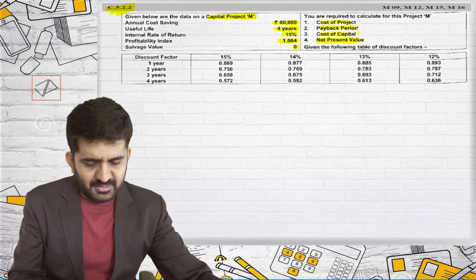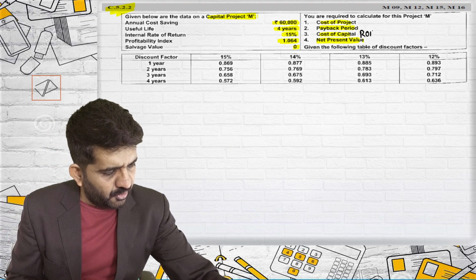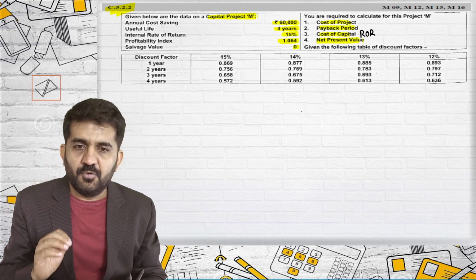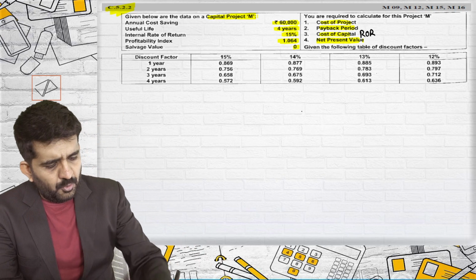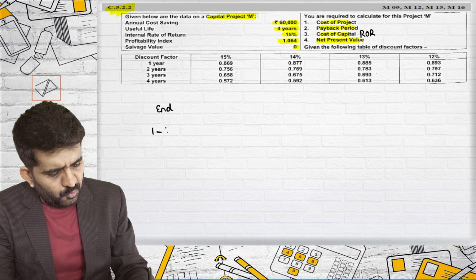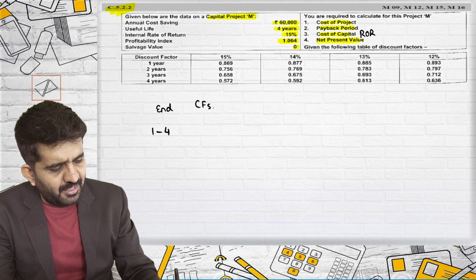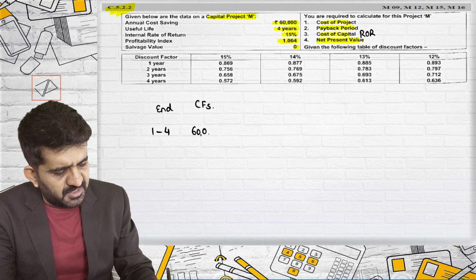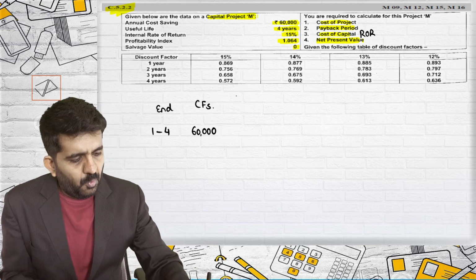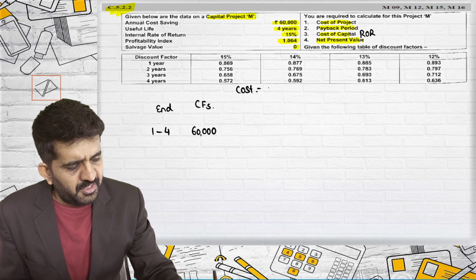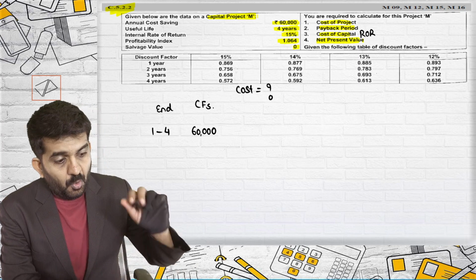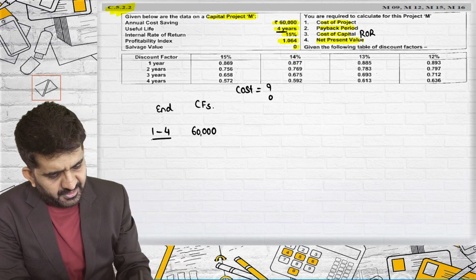Cost of capital is nothing but your required rate of return, which you need to find out. Now, at the end of every year from 1 to 4, there are cash flows of 60,000. This is what is given. What is the cost of the project? We need to find it out. Useful life is 4 years, that we have considered.